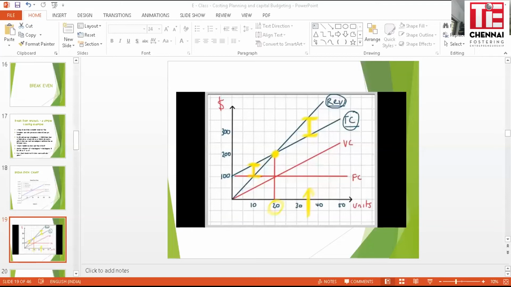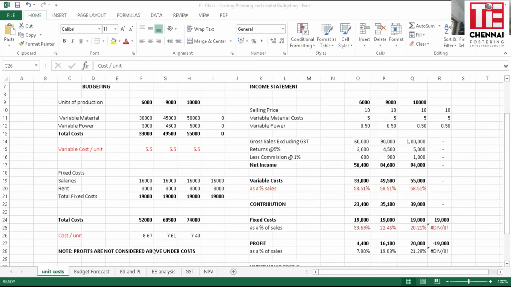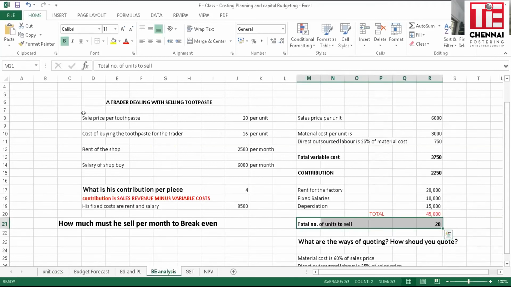This is a little difficult. If it is a little difficult to understand it by words, let us look at it from the point of view of a presentation. Let me go back to the Excel. Now in Excel, let us look at break-even analysis. Simple break-even analysis. Sale price, a trader selling toothpaste.